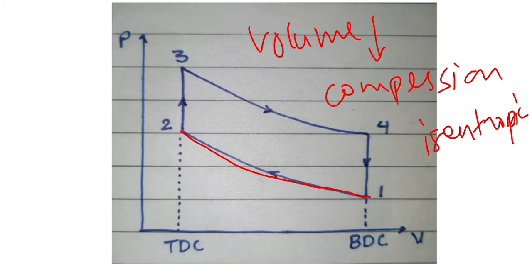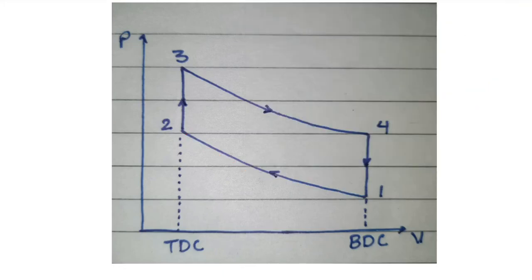Okay, so now see here, what is the next step? The next step is 2 to 3. At this point, the volume is constant.